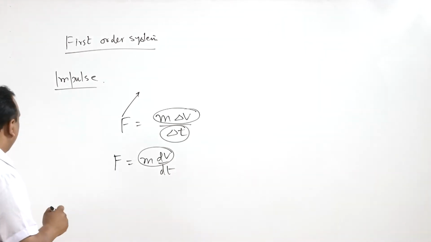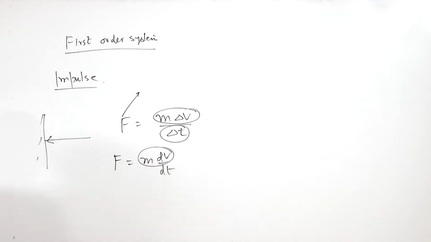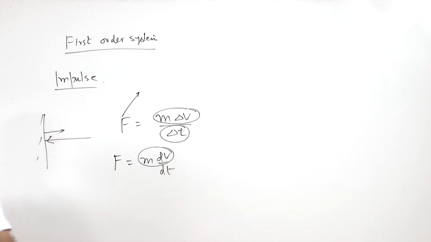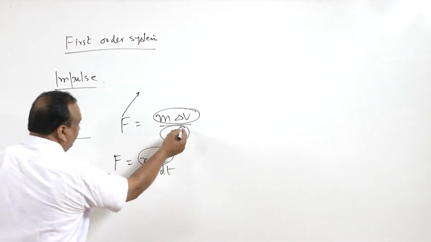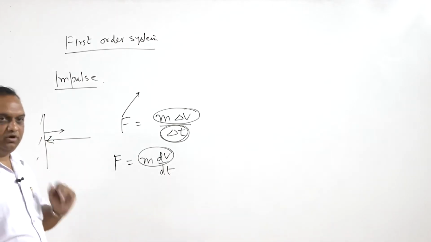Suppose, for example, there is a wall and we are striking a ball on the wall. When the ball strikes the wall, within no time there is a change in direction. Suppose the momentum is mv, the change in momentum becomes 2mv, right? Because there is a change in the direction of the velocity for a very short duration of time. This is how impact loading is done on the wall through a ball.